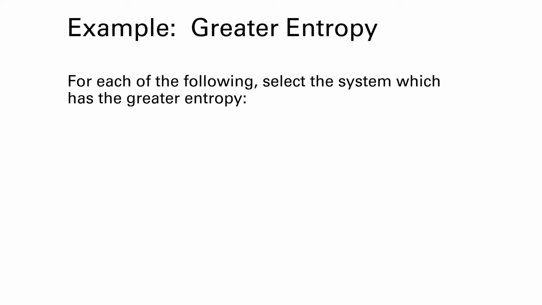All right, in this example, we are going to be asked to pick which system has the greater entropy. That will be given pairs. The first one is 1 mole of hydrogen gas versus 2 moles of hydrogen gas. Now, we are assuming that everything else is the same. All we've done here is doubled how much material we have. And entropy is an extensive property. So if we have more in one sample than in another sample and everything else is held constant, then the sample that has more has greater entropy.